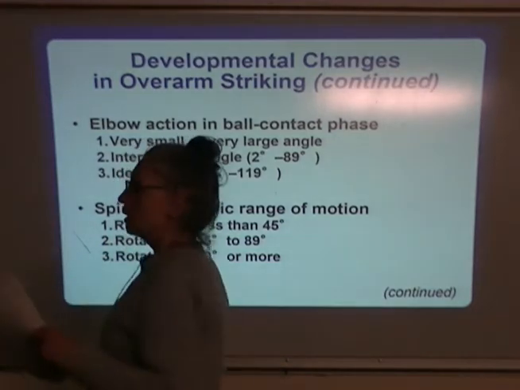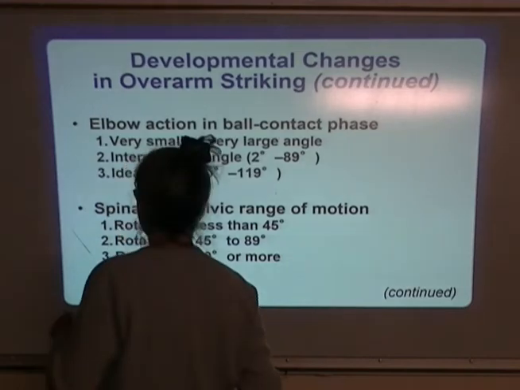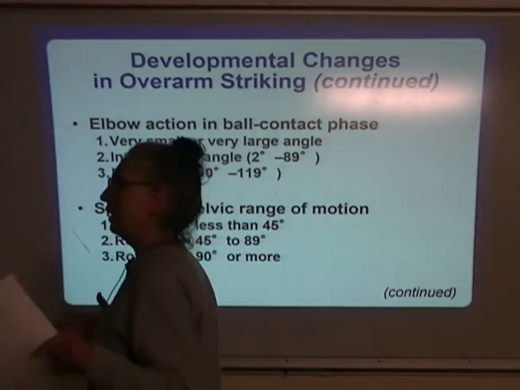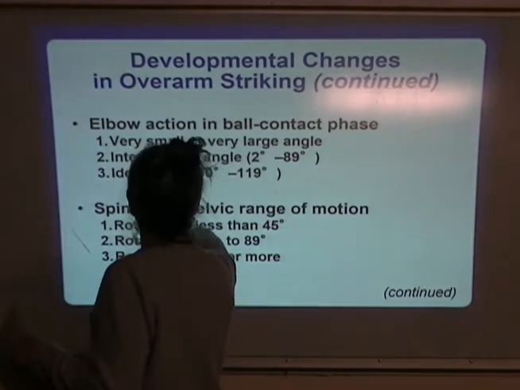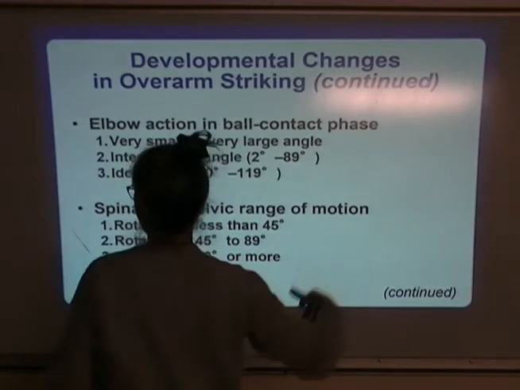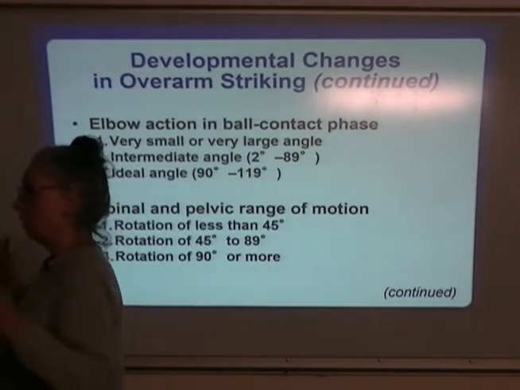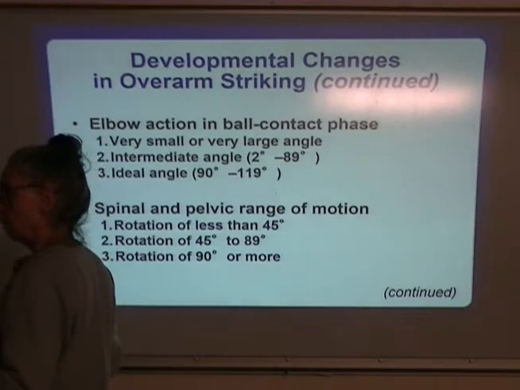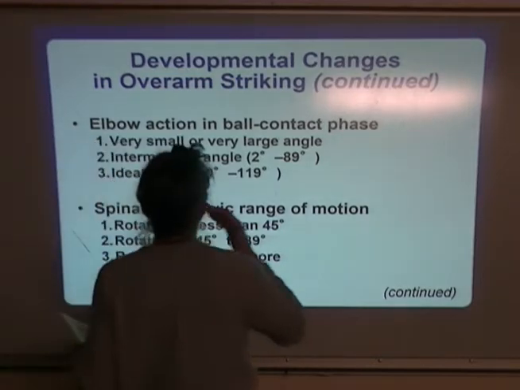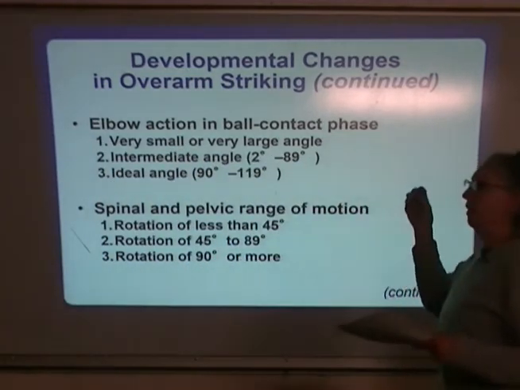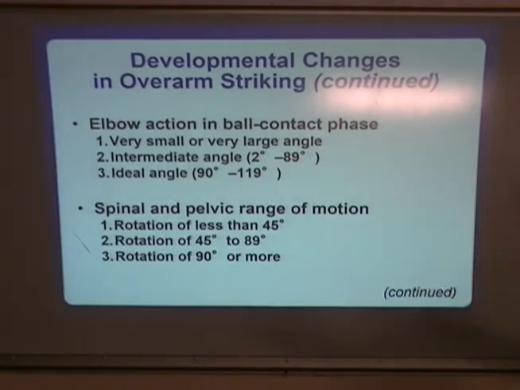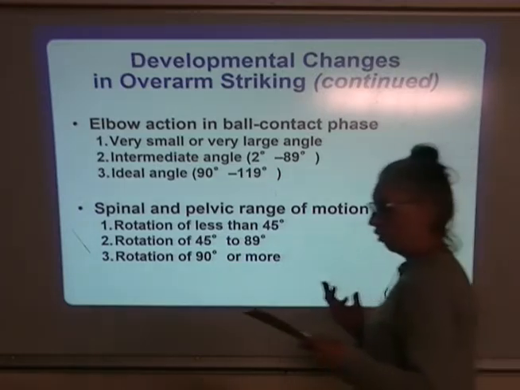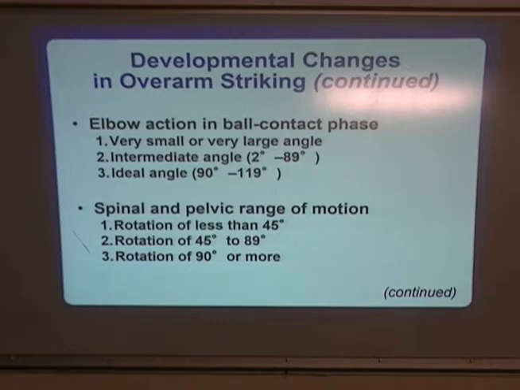Same with spine and pelvis rotation. So we end up with very little rotation to begin with, and then we're getting lots of rotation when we're more proficient, all right? It's all aimed at adding more power to the ball. Okay. And then they have a component of the racket action again, as they did for sidearm striking.